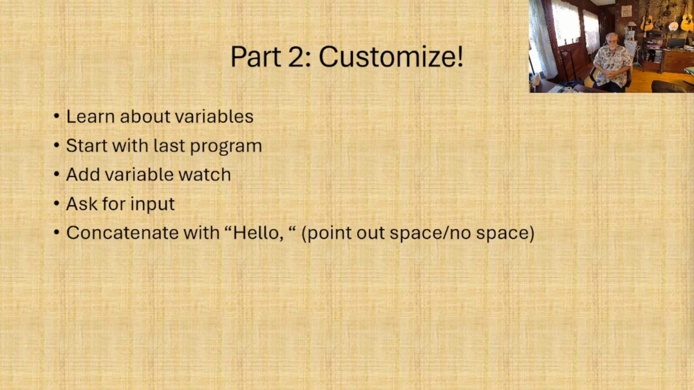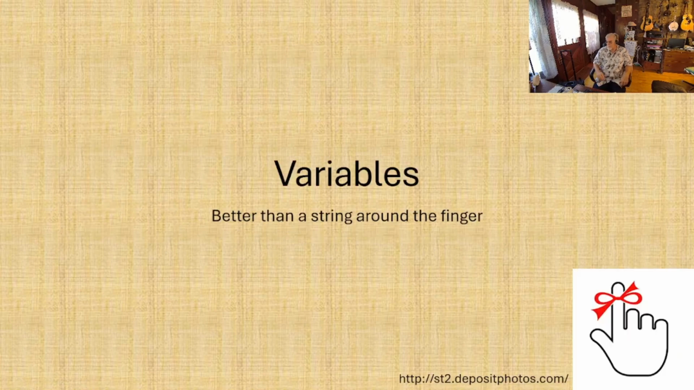Okay, we are about to start part 2 where we customize our program. First thing, we'll learn a little bit about variables in the context of computer programming. We'll start with the last program, we'll sprinkle a little magic with it, and we'll have a new program. Okay, first, a little bit about variables.